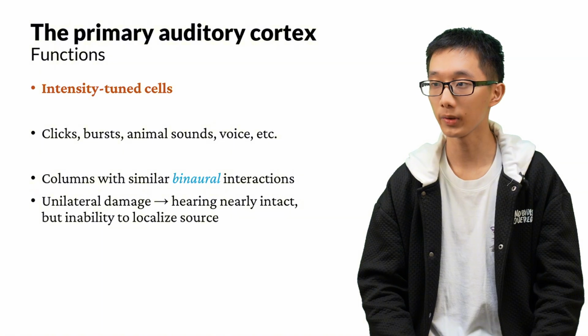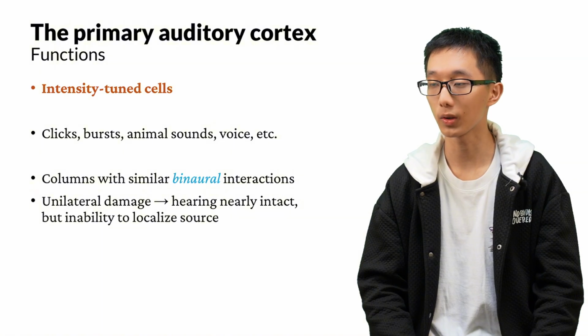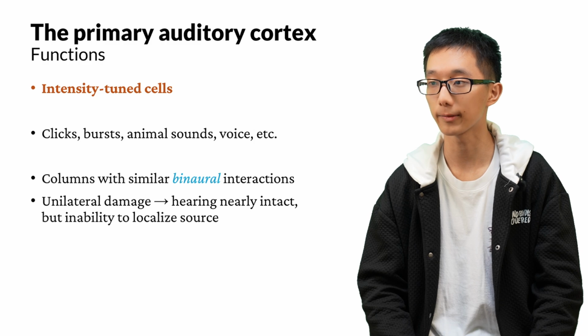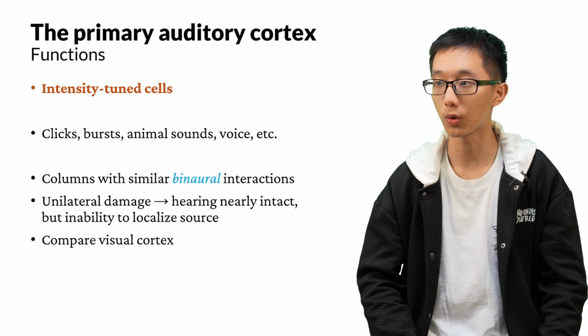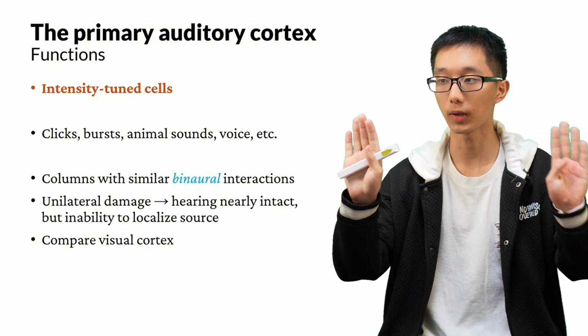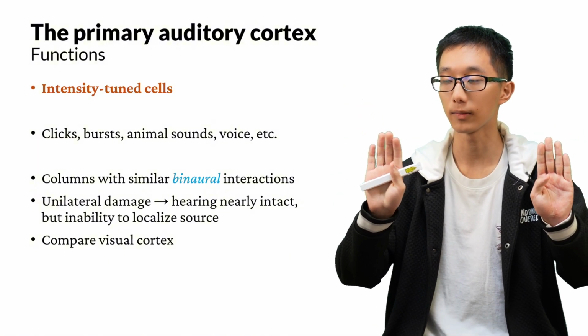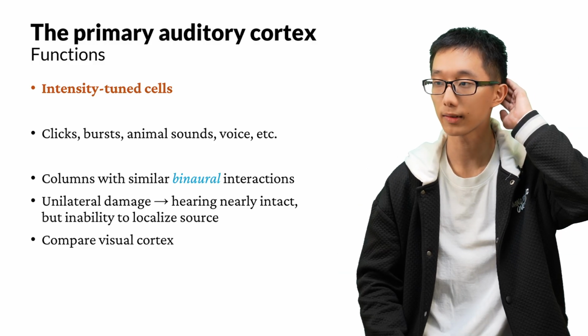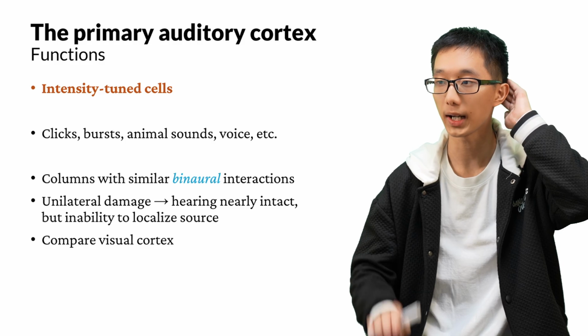Therefore, if there is unilateral damage to the auditory cortex, the hearing will still be nearly intact. There will only be an impairment in the ability to localize the sound source. This could be contrasted with the visual cortex, where there are ocular dominance columns, but these are only serving one side of the visual field. The left and the right are very clearly segregated. For example, if we damage the left primary visual cortex, then there will be a loss of the right visual field.